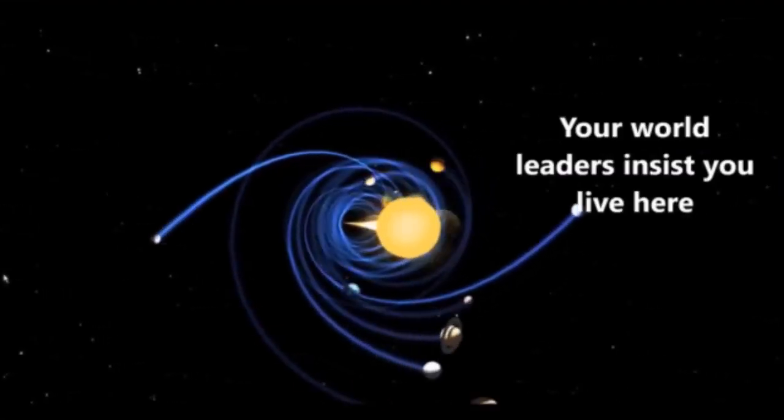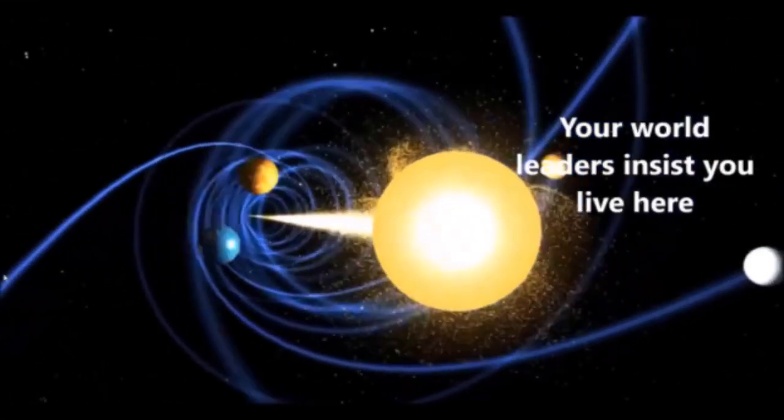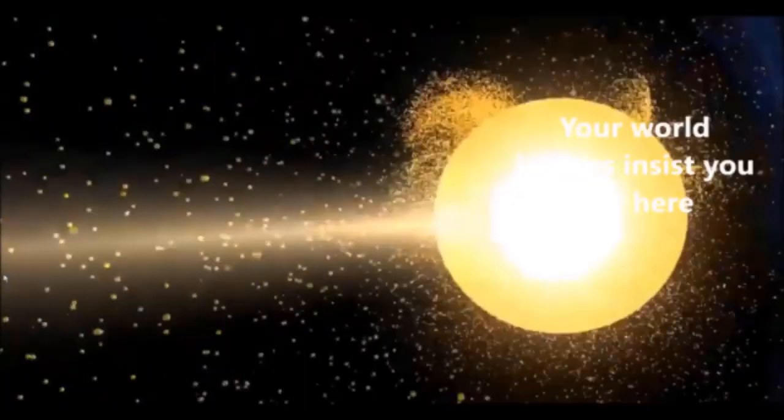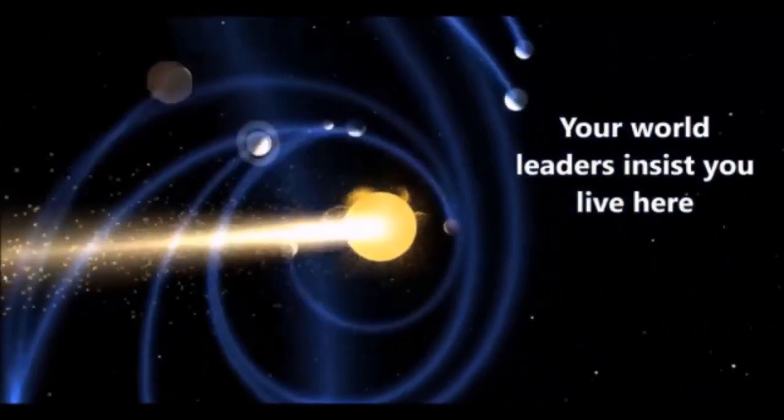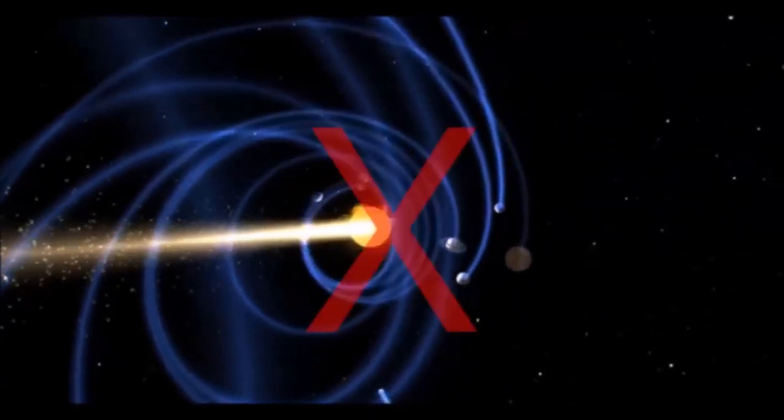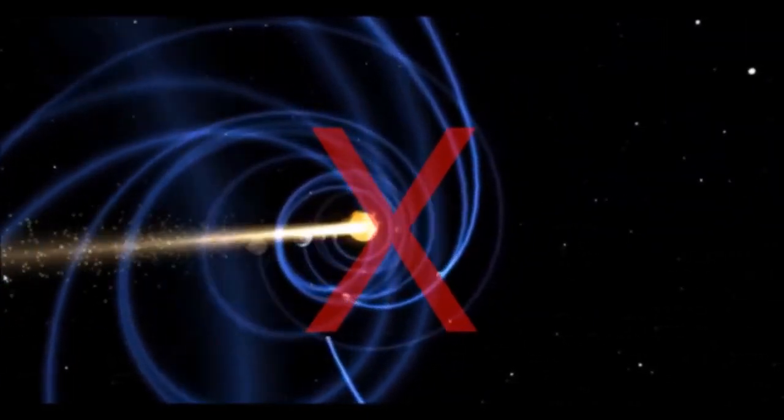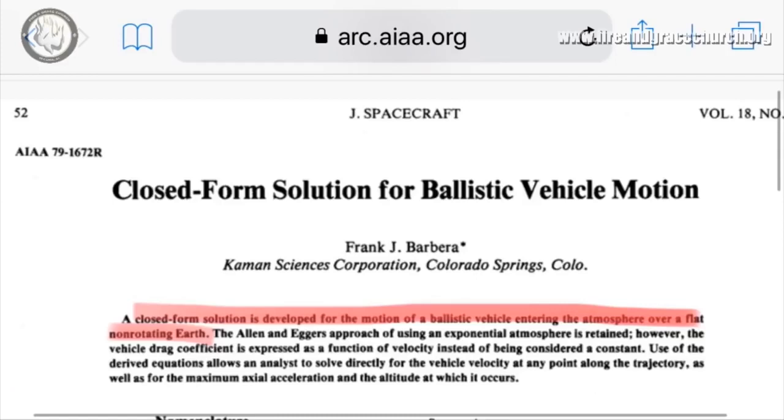Over and over again. I mean, I could do this. Guys, look, here's another. I even forgot, I thought we were at the end. Here's another one. Closed form solution for ballistic vehicle motion. A closed form solution is developed for the motion of a ballistic vehicle entering the atmosphere over a flat, non-rotating Earth. Frank J. Barbera, Cayman Sciences Corporation, Colorado Springs, Colorado. Closed form solution for ballistic vehicle motion. Meaning we've got to know where this thing's going to come down.